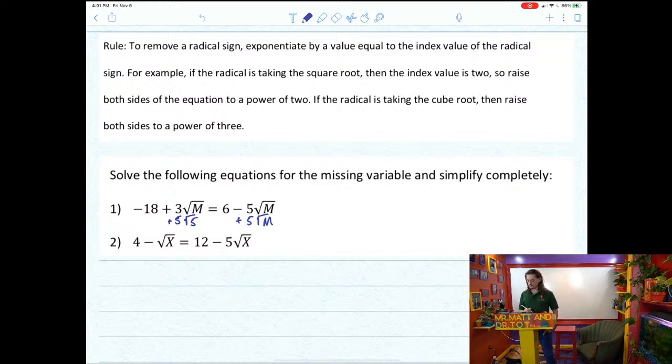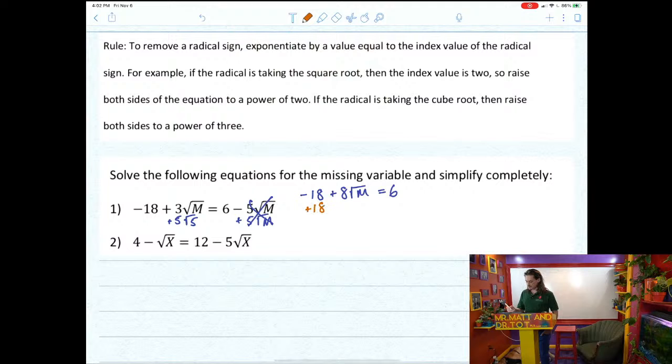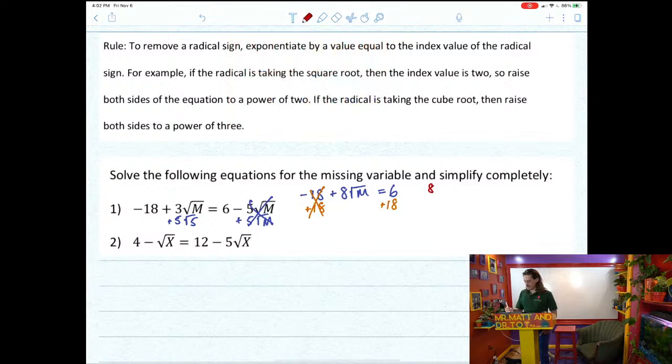That's going to cancel 5 root m on the right-hand side and leave me with negative 18 plus 8 root m is equal to 6. Then I can add 18 on both sides, and that's going to cancel on the left and give me 8 root m is equal to 24.